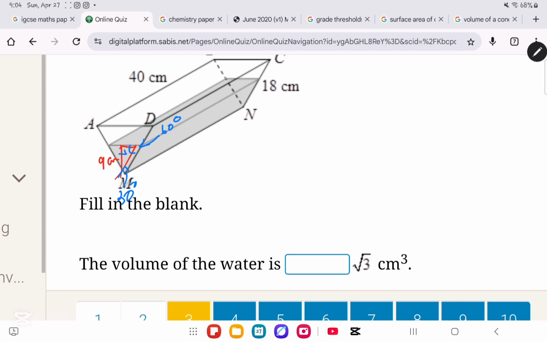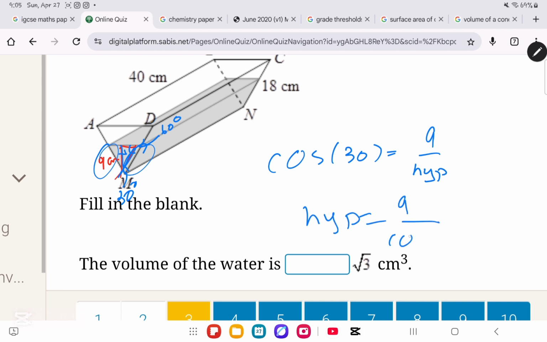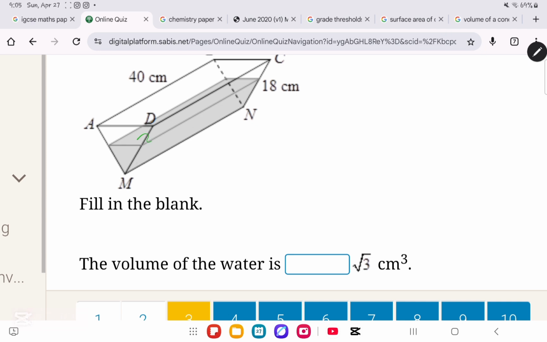To find the value of the hypotenuse, as you can see over here, we can use the SOHCAHTOA rule. We are given the adjacent and the hypotenuse, so we can use cosine 30 equals 9 over the hypotenuse. Very simply, the hypotenuse is equal to 9 over cosine 30. If you put it on your calculator, 9 over cosine 30 gives you an answer of 6 radical 3. So now you found the value of one side to be 6 radical 3.